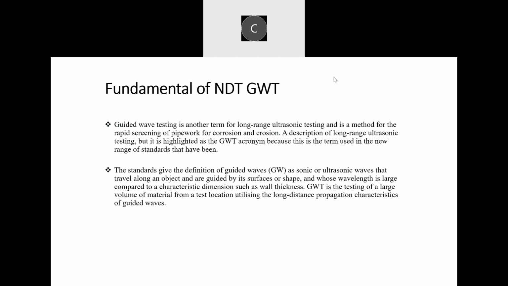The standards give the definition of guided wave as sonic or ultrasonic waves that travel along an object and are guided by its surfaces or shape. The wavelength is large compared to a characteristic dimension such as wall thickness. Guided wave testing is testing of a large volume of material from a test location, utilizing the long distance propagation characteristics of guided waves.